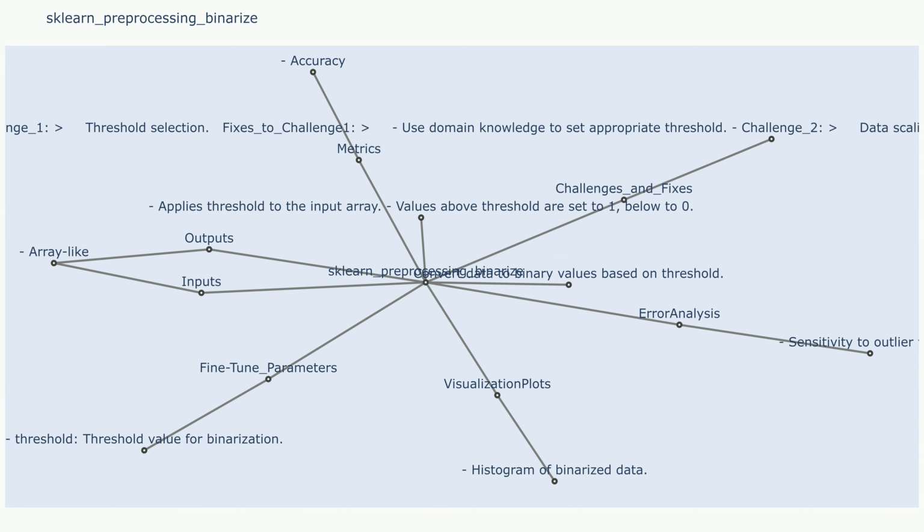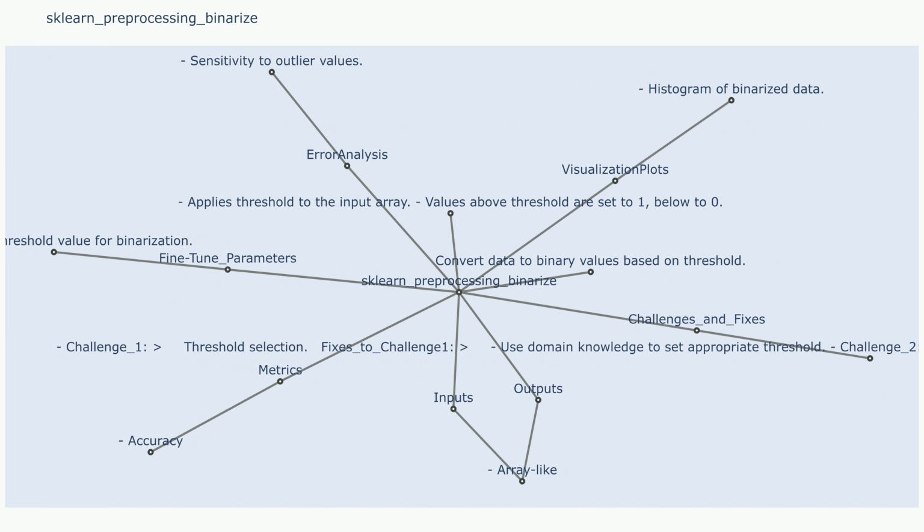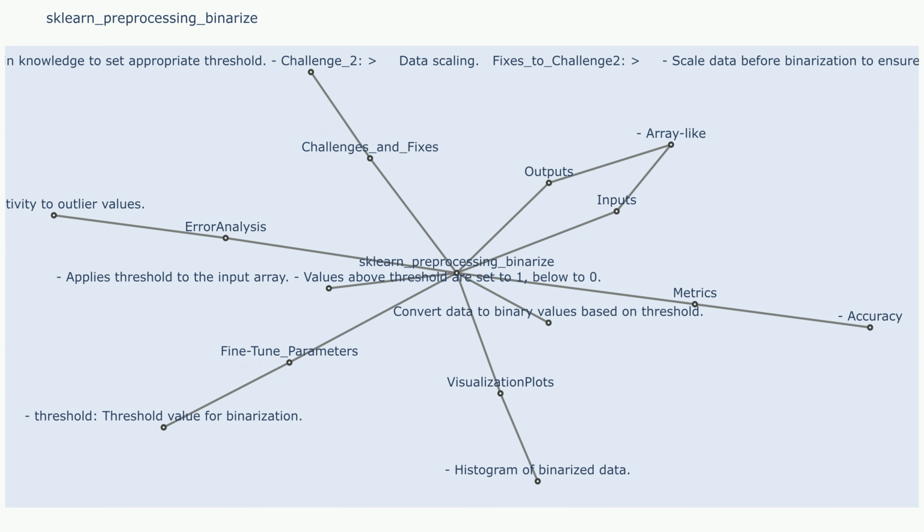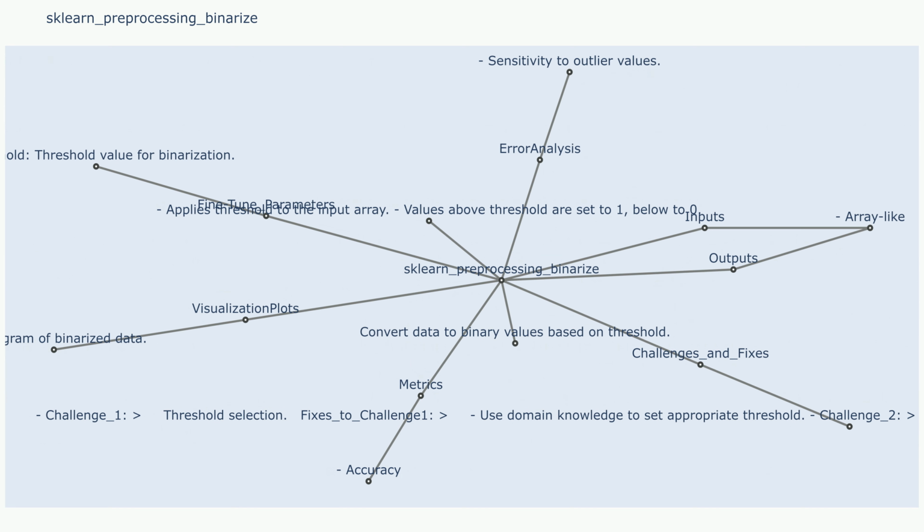Challenges and fixes. Challenge 1: choosing an optimal threshold for binarization. Sample use case that resulted in challenge 1: when data has a wide range of values, selecting an appropriate threshold for binarization becomes crucial to ensure meaningful transformation. Fixes to challenge 1. Use domain knowledge to guide threshold selection. Experiment with different thresholds and evaluate model performance to determine the best value.